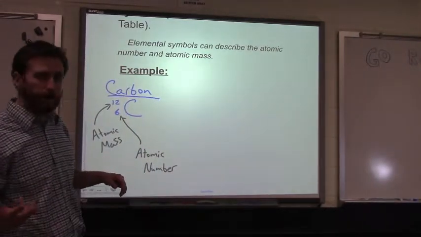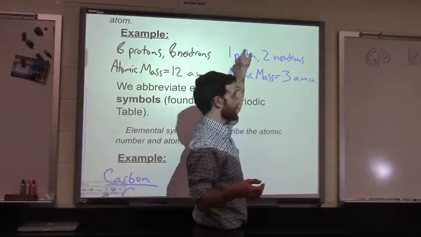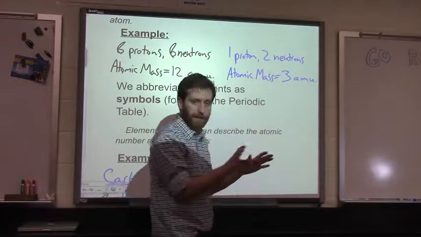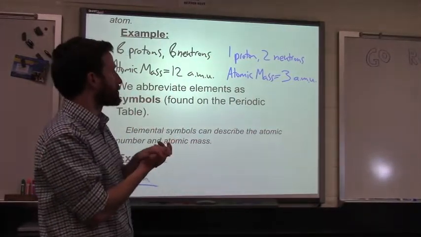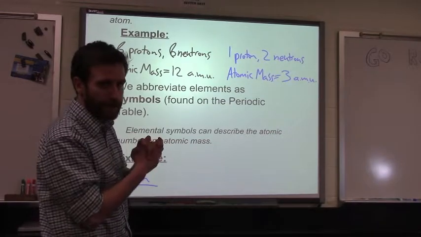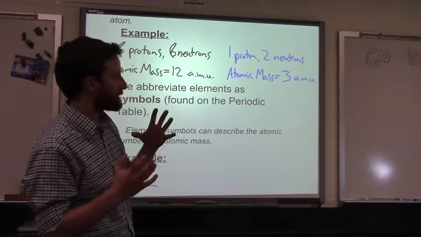Just to do one more real quickly, I'm looking over here now. I have 1 proton, I have 2 neutrons. I'm saying nothing about electrons, by the way. 1 proton, 2 neutrons. And so my atomic mass is 3, but I also need to know what element this is. So I already said this is hydrogen.